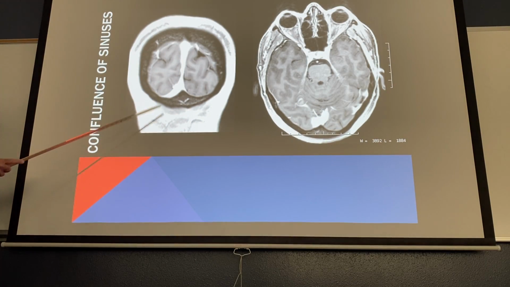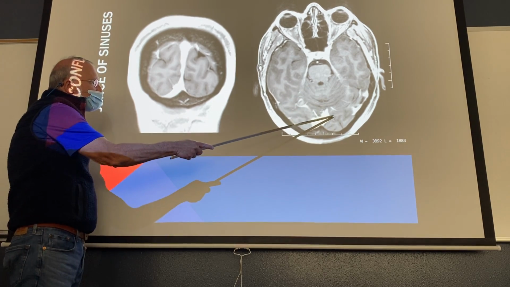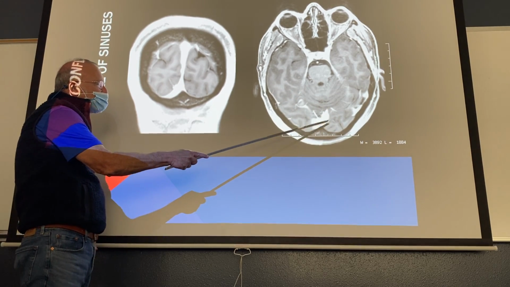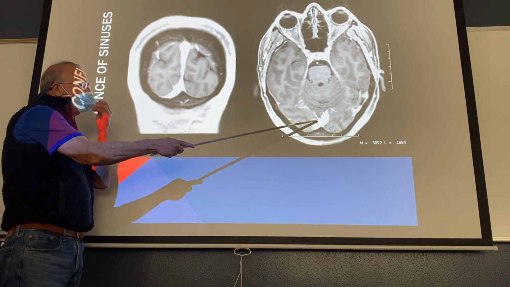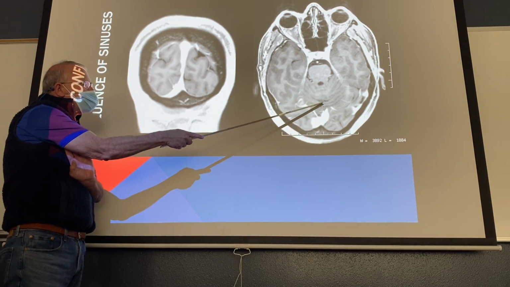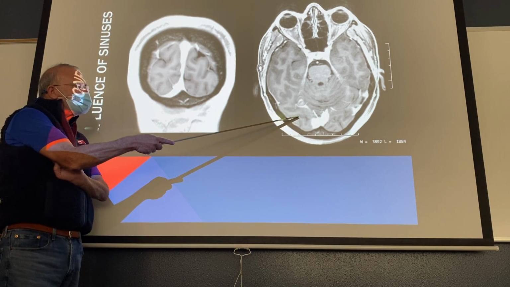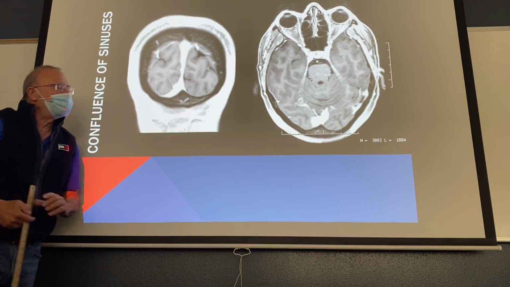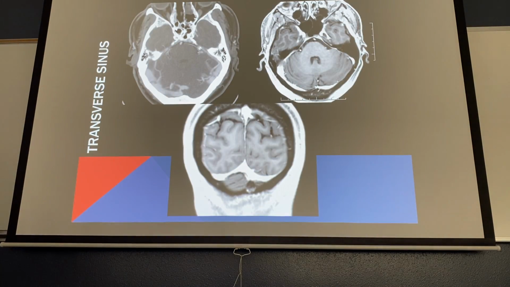Here, I'm going to focus on this one right over here, the pons level, and this is when you get that explosion of blood. This is the confluence of sinuses. What you don't see going into it is the terminal end of the superior sagittal sinus. You don't see the straight sinus going into it from anterior to posterior, nor do you see the two lateral venous sinuses going into it. We'll show you a better example of that here in a moment.